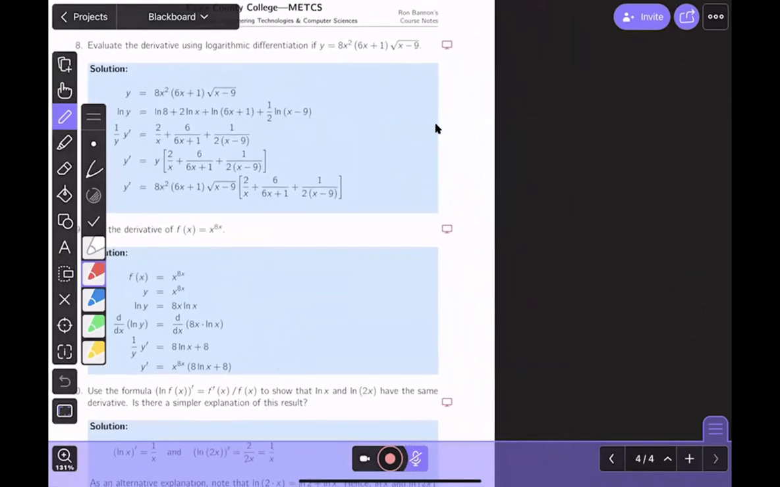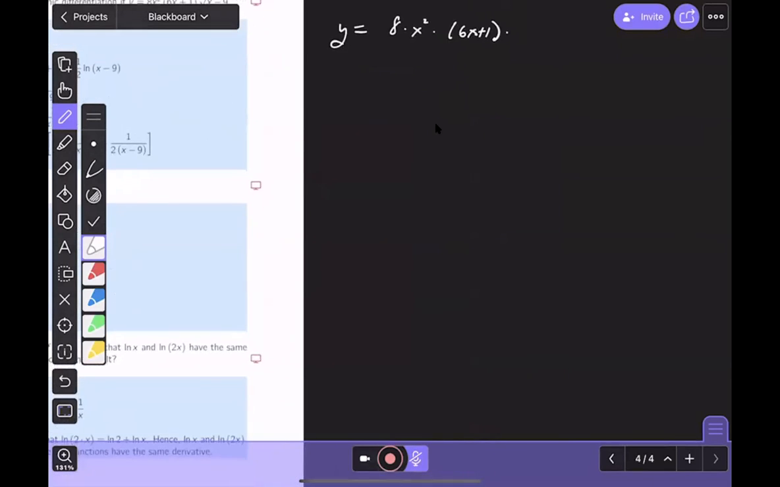Number 8 says, use logarithmic differentiation. Well, this is something we discussed in class. Let me write this over here. So y is equal to 8 times x squared times 6x plus 1 times x minus 9 to the half power.